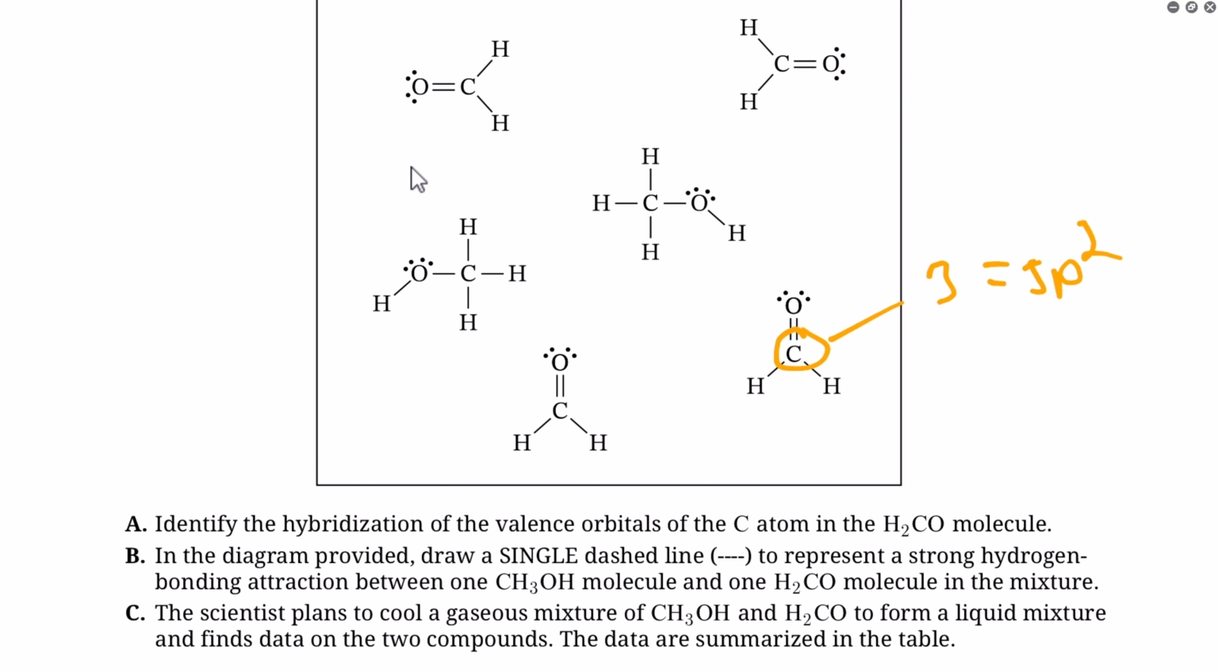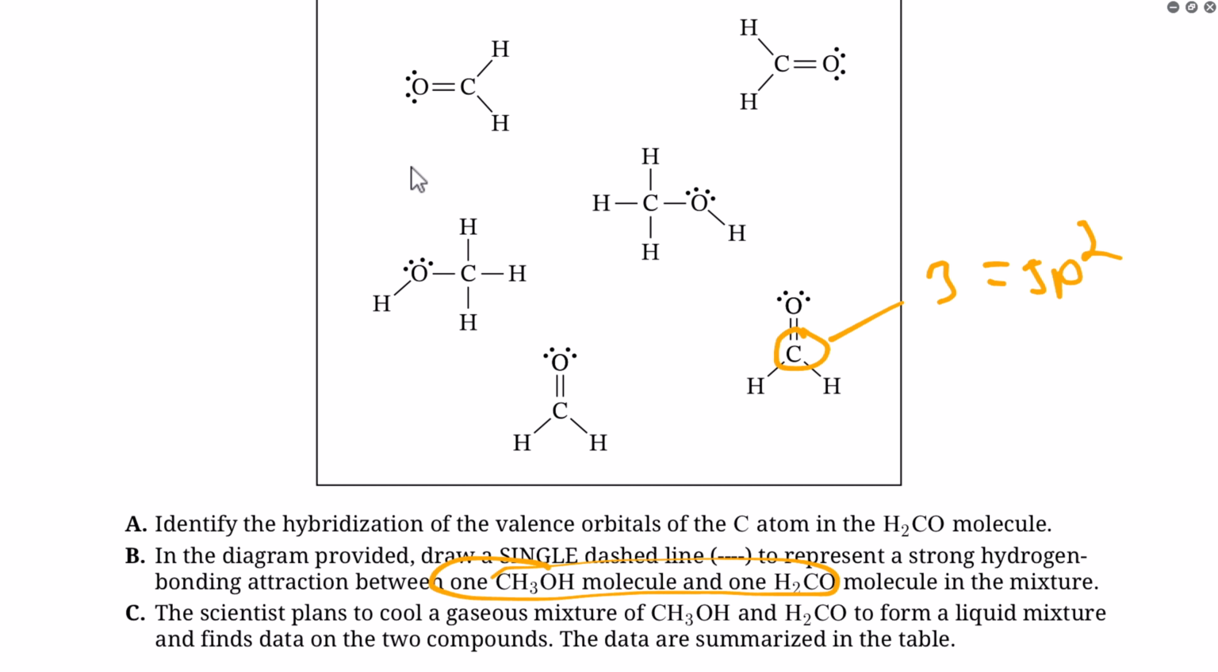Nice entry question there. In the diagram provided, draw a single dashed line to represent a strong hydrogen bonding attraction between one CH3OH molecule and one H2CO molecule. Now, I find that interesting because I'm always under the impression that hydrogen bonding has to occur between 2 molecules where a hydrogen is covalently bonded to an oxygen, nitrogen, or fluorine. And apparently they're not under the assumption of that. I need to always go back and maybe refresh that a little bit.